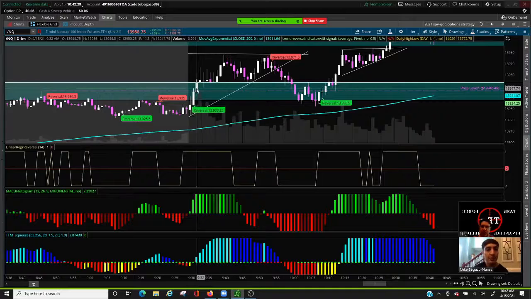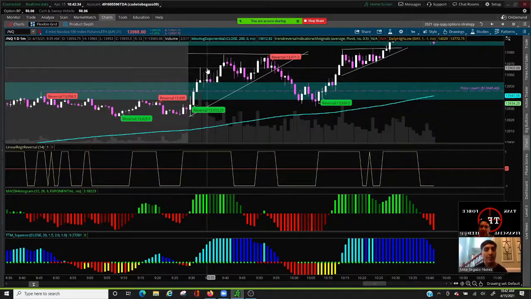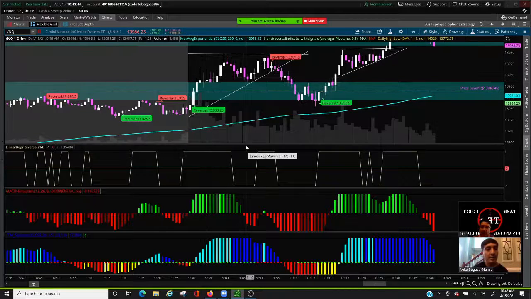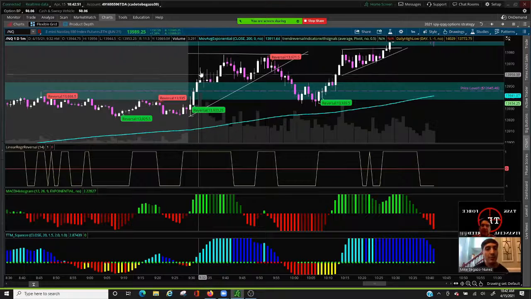We bought calls, and we rode them all the way to maybe over here, I think, and then we got out. The reason we got out is because we started seeing all this rejection, all this consolidation. We didn't know if it was a fake out and was going to drop down like it did yesterday, or if it would continue to go up. So we got out and we waited.